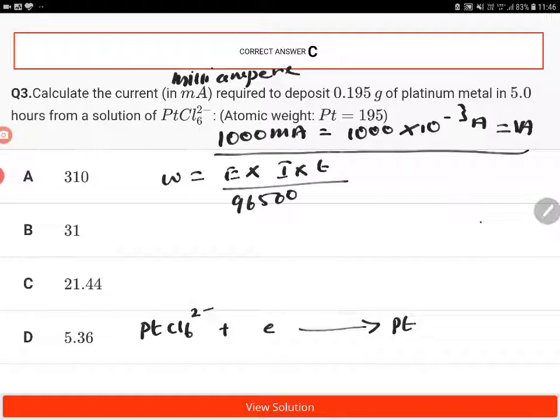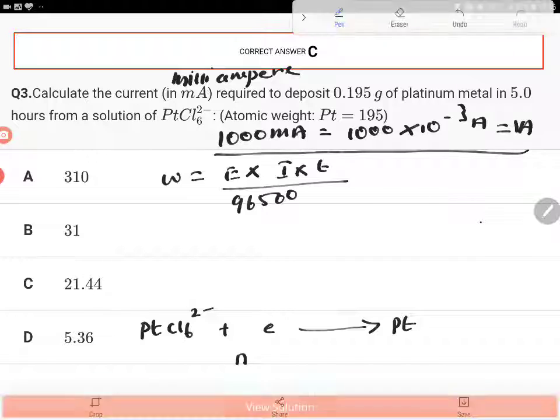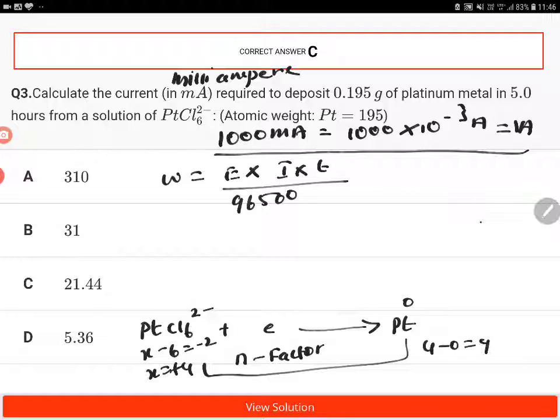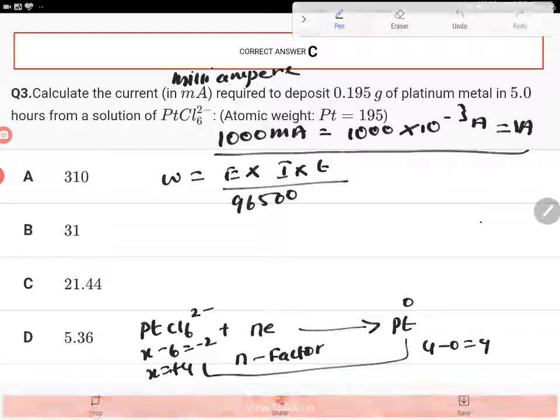Now we have to find out the n factor because we have to apply equivalent mass. So if you calculate the change in the oxidation state, the n factor will come. So this is x minus 6 equal to minus 2, x equal to plus 4. Here it is 0, therefore the change in the oxidation state is 4 minus 0 is equal to 4. Therefore the n factor here is equal to 4.